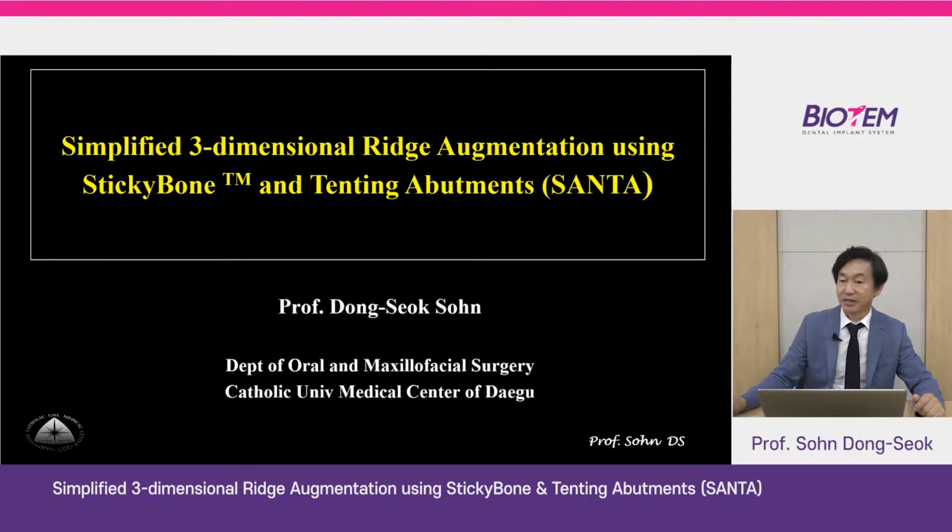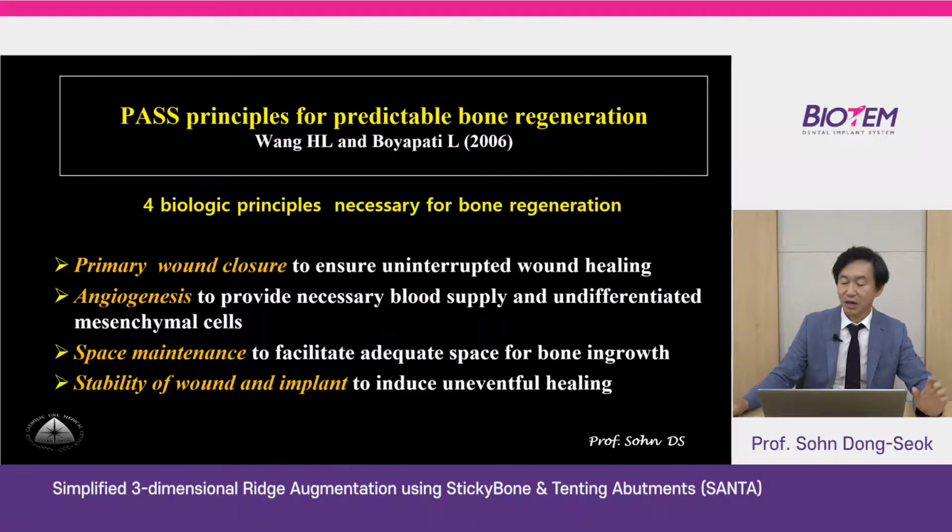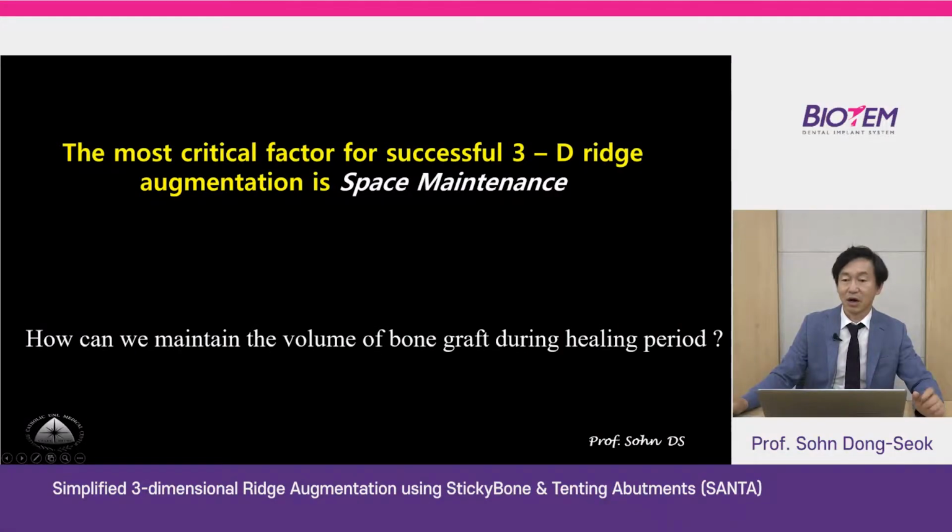What I'd like to talk about today is a simplified three-dimensional ridge augmentation using StickyBone and tenting abutments. Atrophic alveolar bone with a large defect is a challenging site to restore with implant-supported restoration due to aesthetic and functional demands. For predictable bone regeneration on the defect, four biology principles, which are primary closure, angiogenesis, space maintenance, and the stability of wound and implants, are necessary according to Dr. Wikesjö's publications. Among them, the most critical factor for successful 3D ridge augmentation is space maintenance. How can we maintain the volume of bone graft during the healing period?